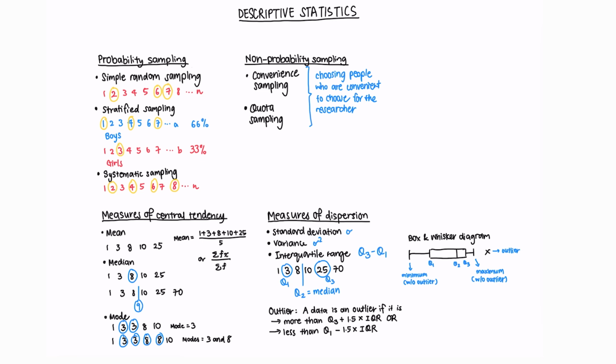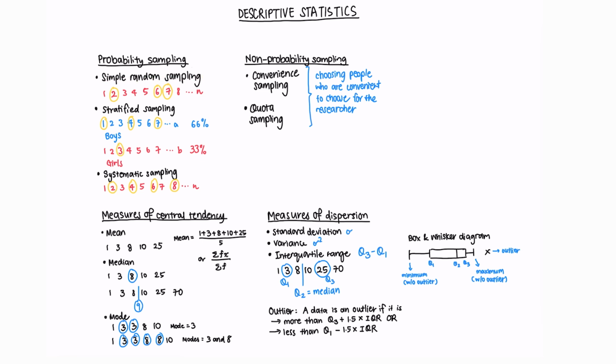Now a sample is just a small portion of this entire population. It's unfeasible to collect data from all 1,000 people, so we use samples to get some information about this population without collecting the entire population's data. Now let's start off with probability sampling. The first method that we're going to look at is simple random sampling.